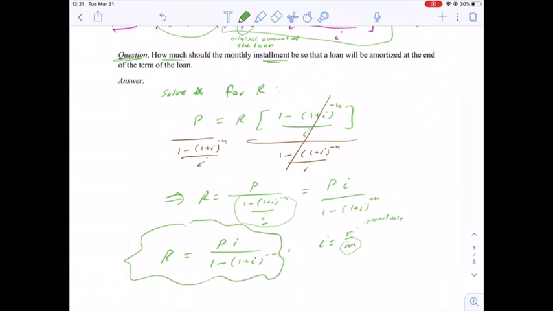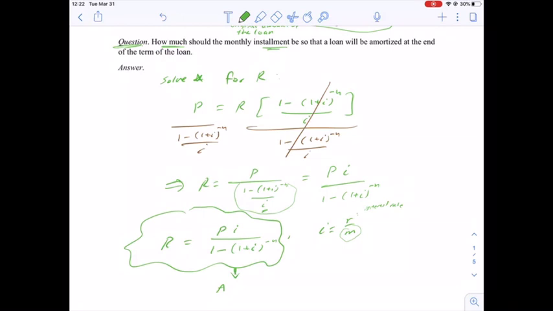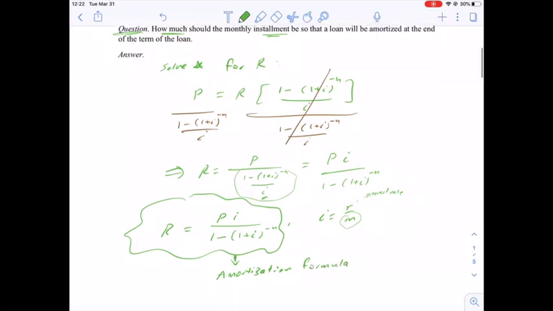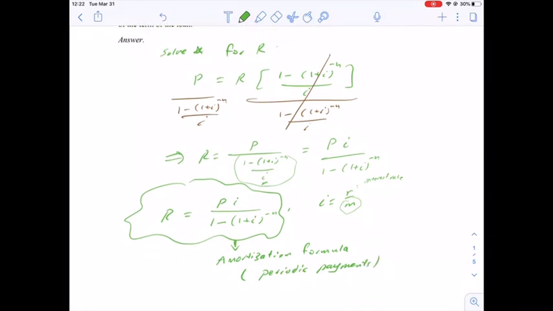When we solve this, we get a formula that is called the amortization formula, which gives the periodic payments. This formula gives us the periodic payments R on a loan of P dollars to be amortized over n periods with interest charged at the rate of I. That should give us the required formula.